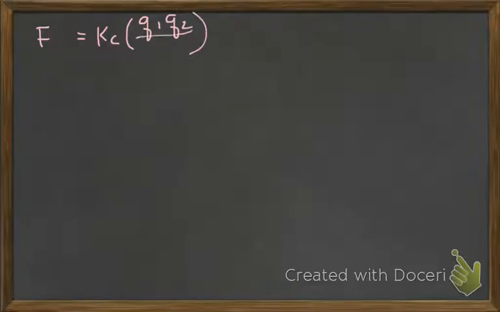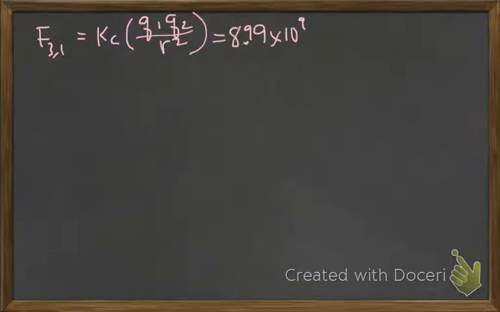Let's start with 1 and 3. I think they called it 3, 1. Okay, the interaction between charge 1 and charge 3. What are you going to plug in for K? 8.99 times 10 to the 9th. I'm going to leave off units for now. That's Newton times meter squared over Coulomb squared.